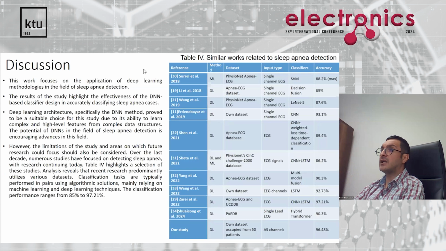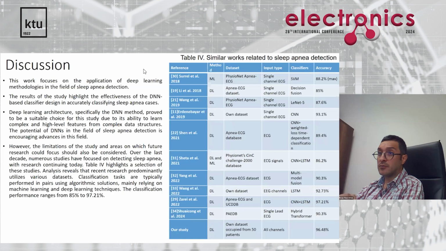The result of the study highlights the effectiveness of the DNN-based classifier design in accurately classifying sleep apnea cases. Deep learning architecture, specifically the DNN method, proved to be the suitable choice for this study due to its ability to learn complex and high-level features from complex data structures. The potential of DNNs in the field of sleep apnea detection is an encouraging advance. However, the limitations of the study and areas on which future research could focus should also be considered.